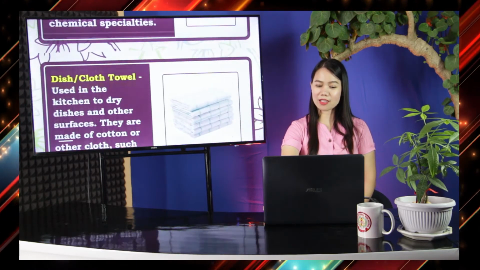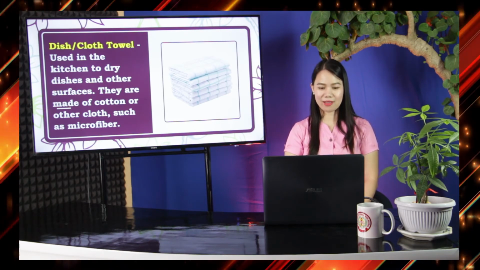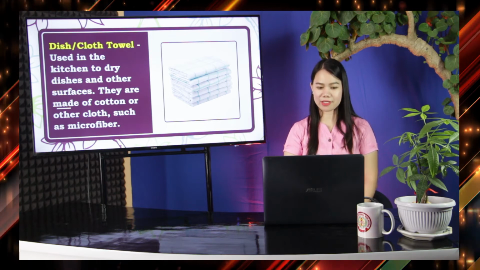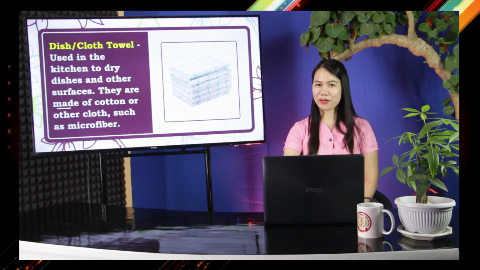The next one is we have the dish or cloth towel. It is used in the kitchen to dry dishes and other surfaces. They are made of cotton or other cloth such as microfiber.